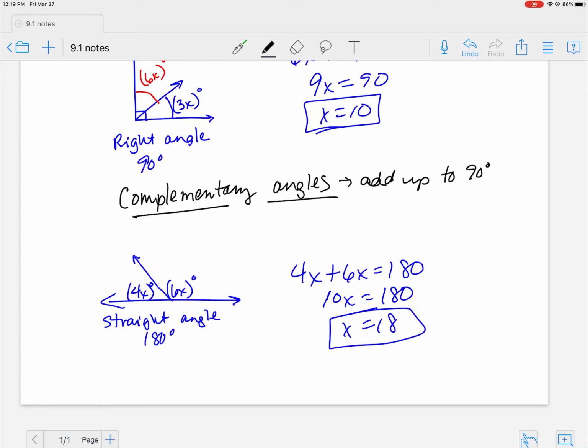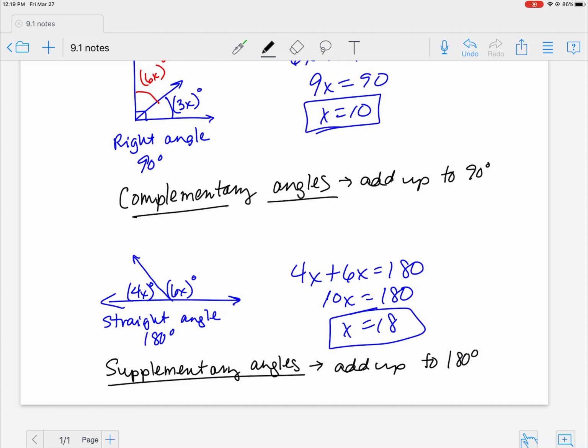All right, so super easy stuff. Basically, this is just a vocabulary lesson, right? If I have two angles, or however many angles, that add up to 180 degrees, those are called supplementary angles.